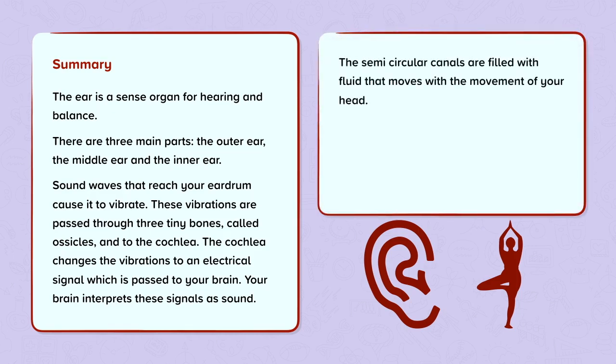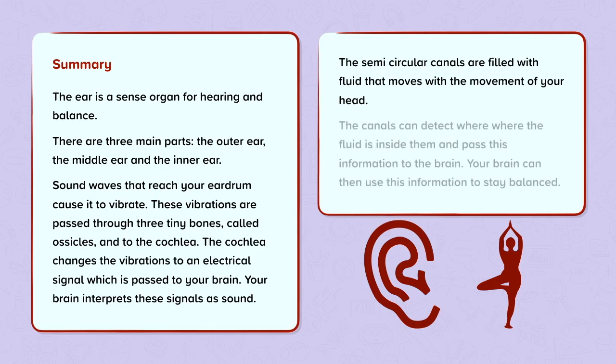The semicircular canals are filled with fluid that moves with the movement of your head. The canals can detect where the fluid is inside them and pass this information to the brain. Your brain can then use this information to stay balanced.